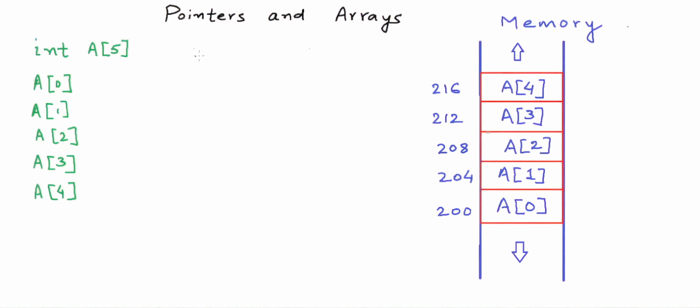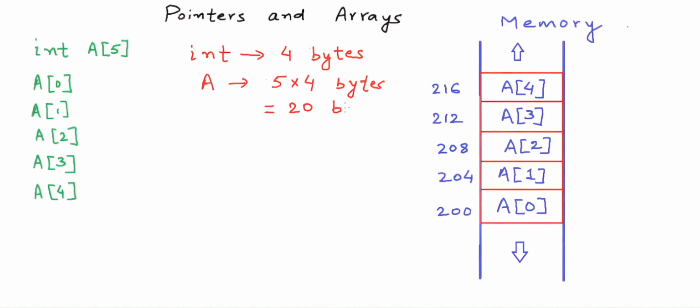If A0, or the first element in the array, is stored at address, let's say, 200, and in a typical modern-day compiler an integer is stored in 4 bytes, then A1 will be 4 bytes ahead of A0 at 204, and A2 will be at 208, A3 will be at 212, A4 will be at 216. The overall size of the array would be 20 bytes, and these 20 bytes will be one consecutive block. We are only showing the section of the memory in which A is stored.